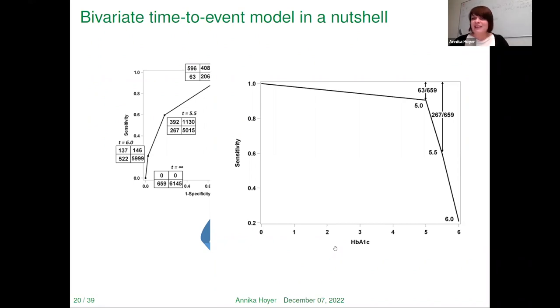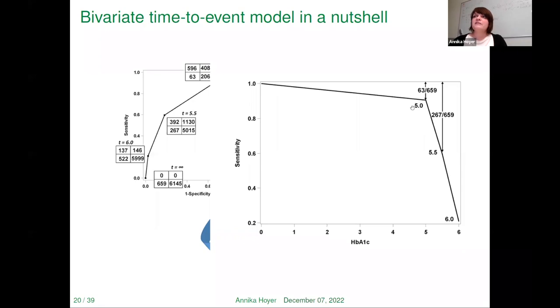Our time variable, so to speak, in the context of survival analysis would be the values of our diagnostic tests. So the values of HbA1c, minimum zero, here we have a maximum of six. And then on the y-axis, we have our event probability, which is in our case the sensitivity. And then we transferred our information from the contingency table to get this life table estimator depicted here as a black line. So what happened?